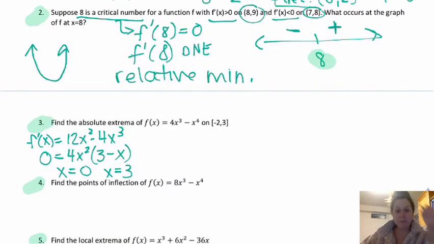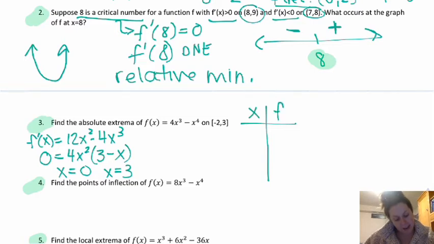Now, I'm not looking for a turn here, right? This isn't a relative extreme. So I'm not looking for a turn. I'm looking just at what's the highest and what's the lowest. So here, I'm going to plug x back into f of x.